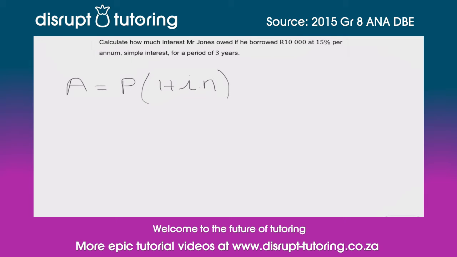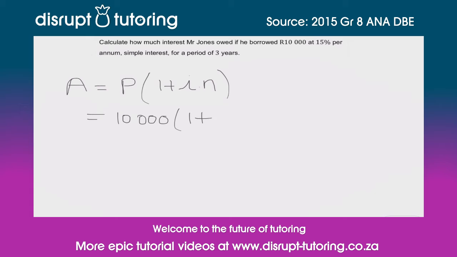So the very first thing we need to do is sub in the numbers that we know or have been given to us. So the one that we've been given is 10,000 Rand. We've been given 15% per annum and for a period of 3 years. So we know that then our principal amount is the 10,000 Rand.